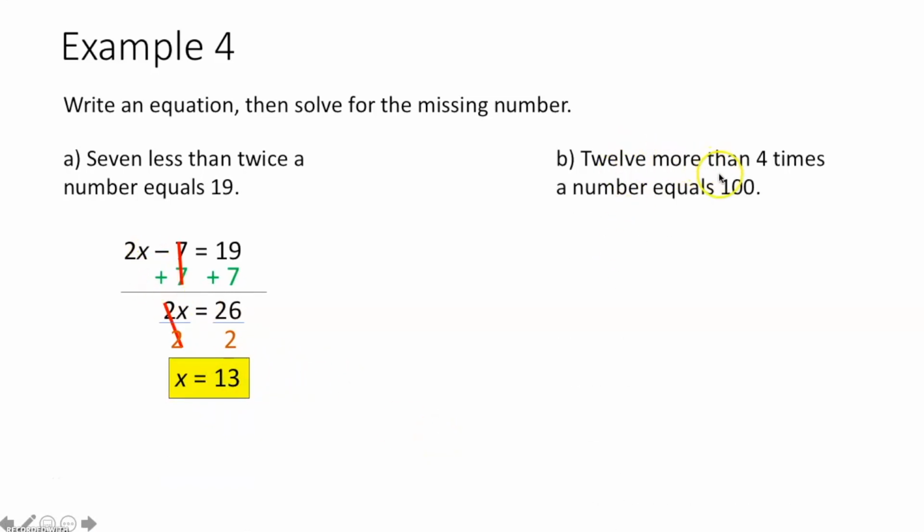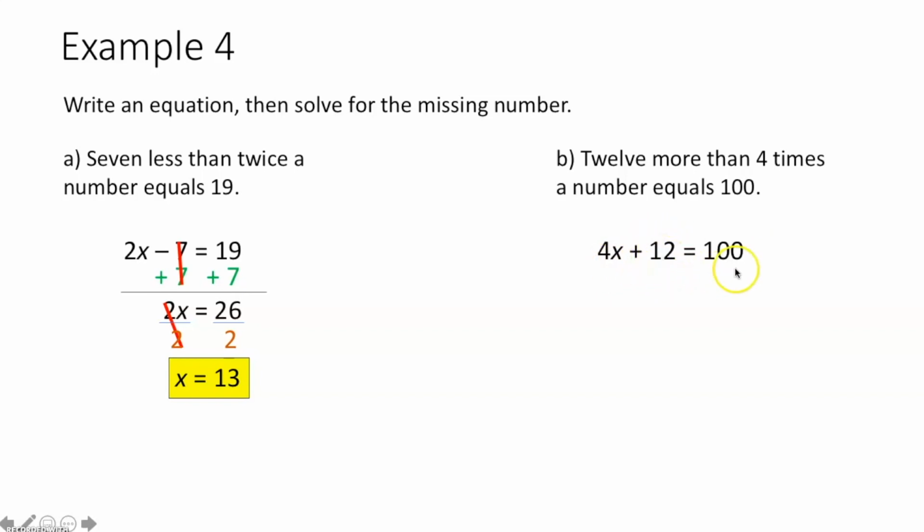Part B says 12 more than 4 times a number equals 100. 12 more than means 12 plus 4 times a number. Our number we'll call x, so 12 plus 4x, or 4x plus 12 equals 100. Remember, you can flip these because the commutative property works with addition. Now we need to simplify, move, solve. Can we simplify this? No. Can we simplify this? No. Already simplified. Step 2, variables on the left. Done. Step 3, constants to the right.